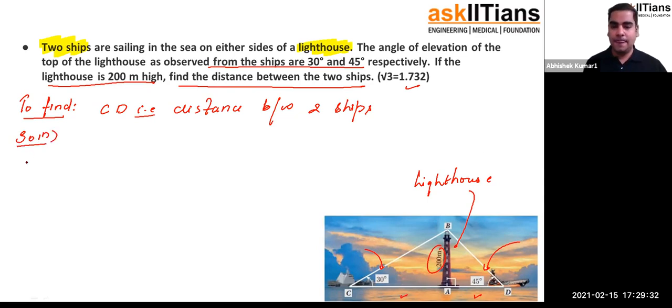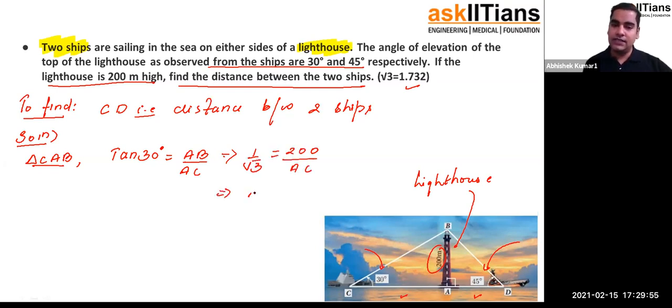So in triangle CAB, if I calculate tan 30, what will I get? Tan 30 will be perpendicular upon base, so I will get AB upon AC, right? Tan 30 is 1 by root 3, we all know. AB is 200, we are already provided. AC we have to calculate. So the value of AC I got is 200 root 3. We can substitute the value of root 3 later on in the final result.